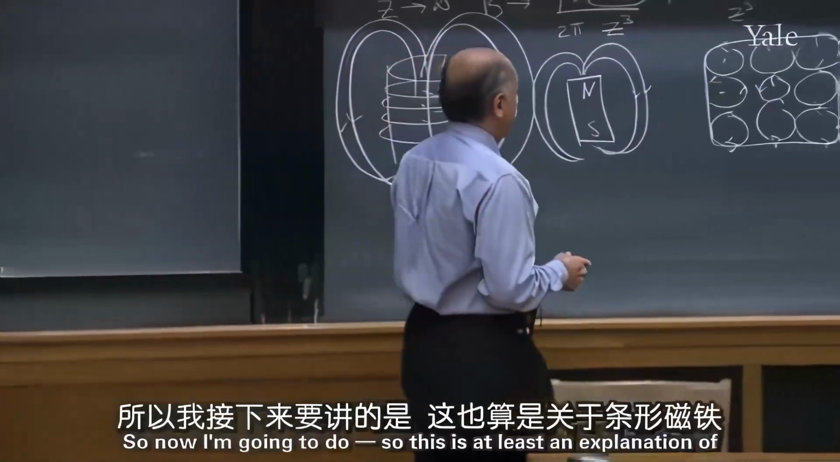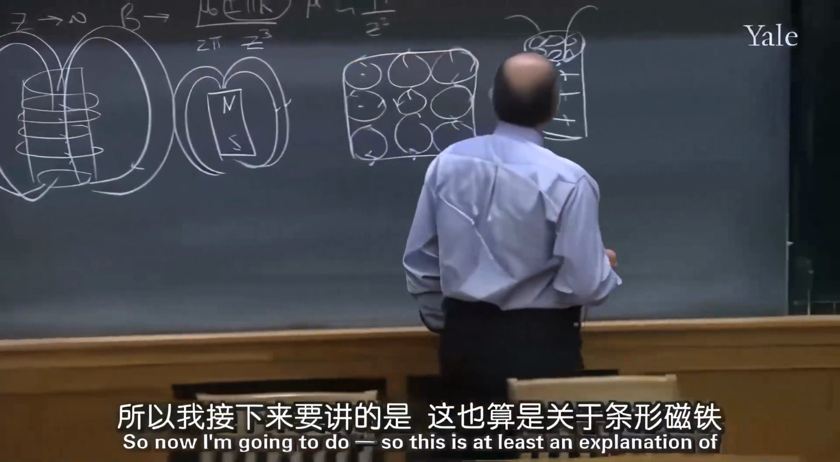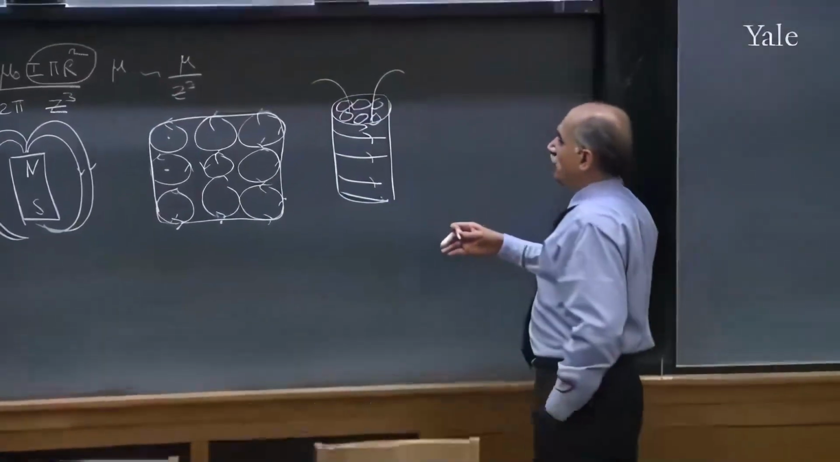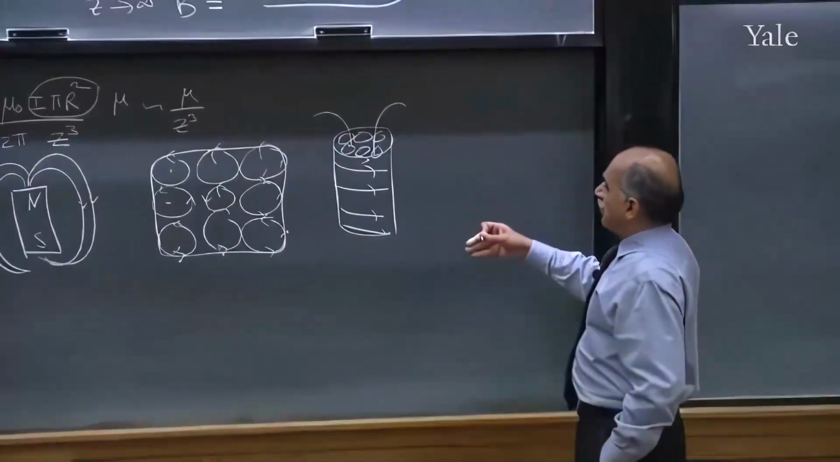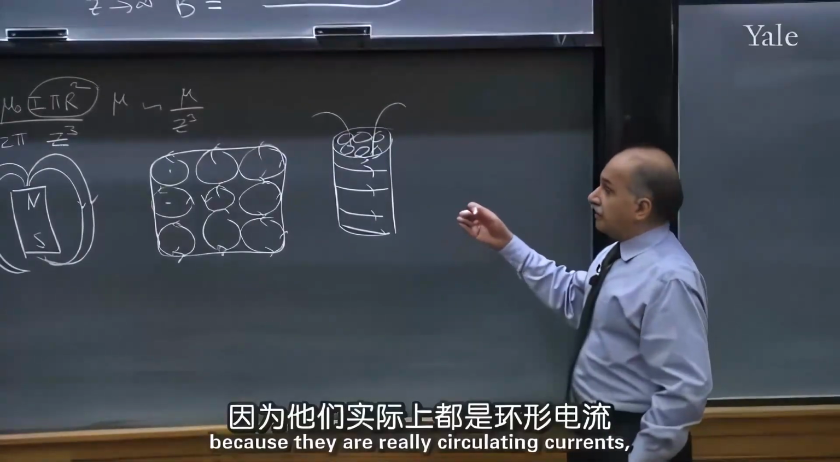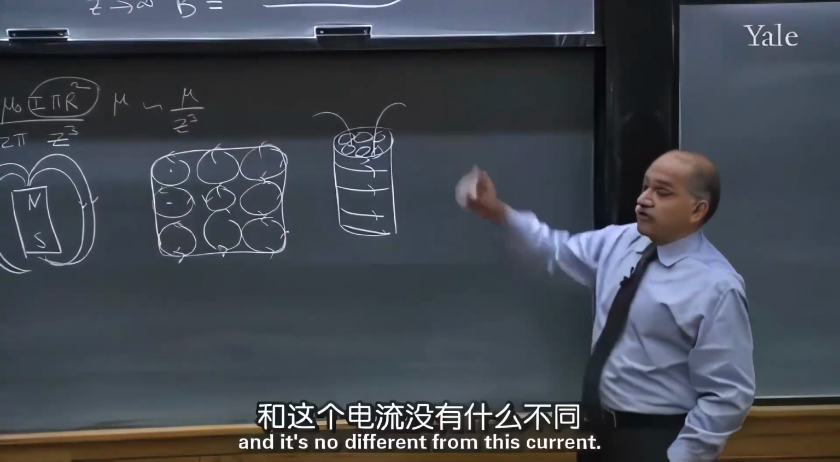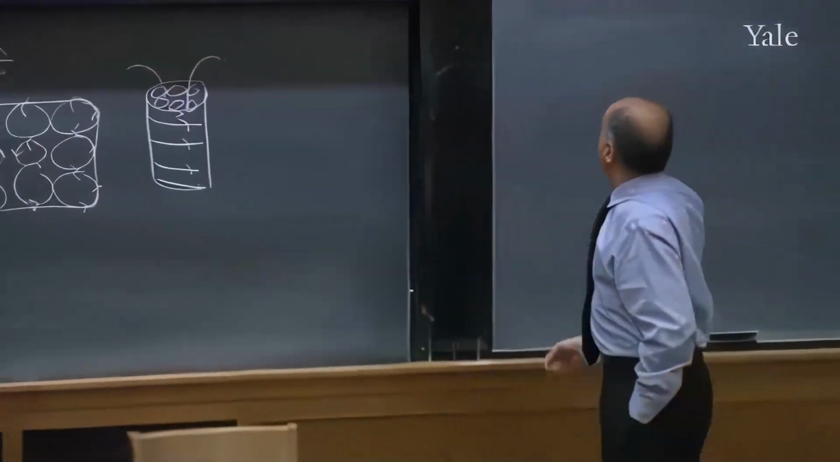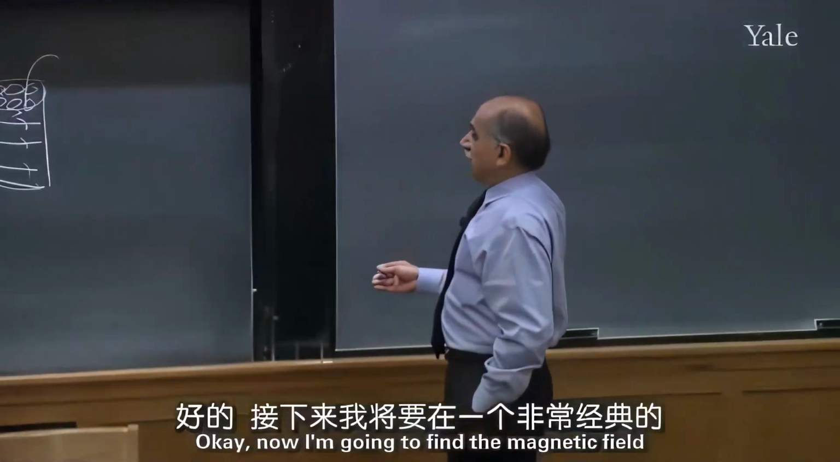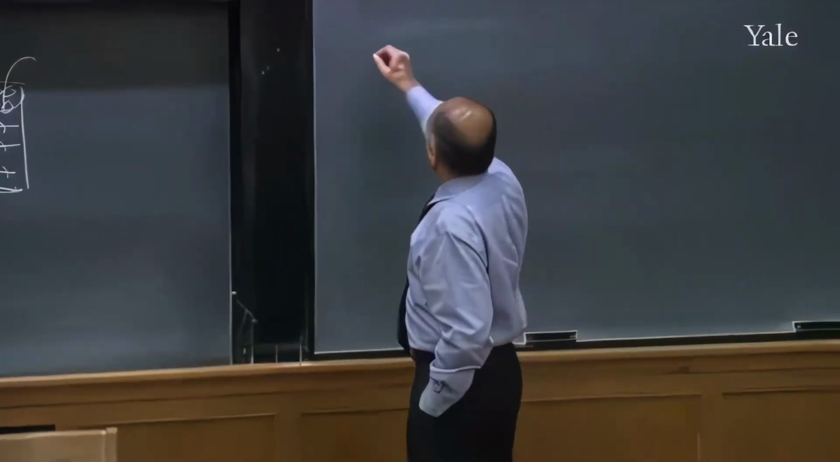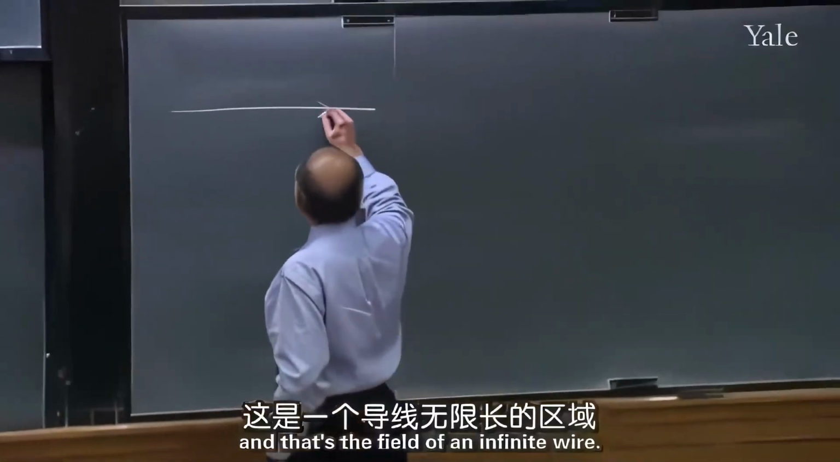All right, so this is at least an explanation of why bar magnets are magnetic, because they are really circulating currents, and they're no different from this current. Now I'm going to find the magnetic field for a very classic problem, and that's the field of an infinite wire.